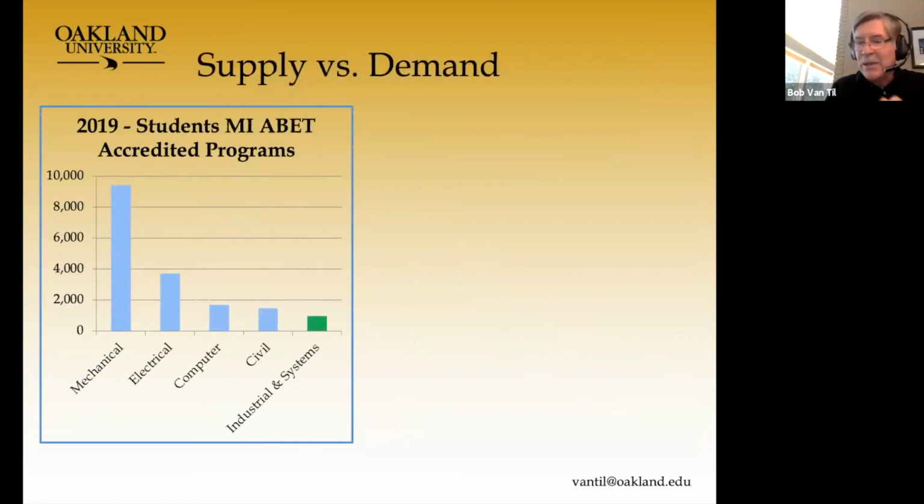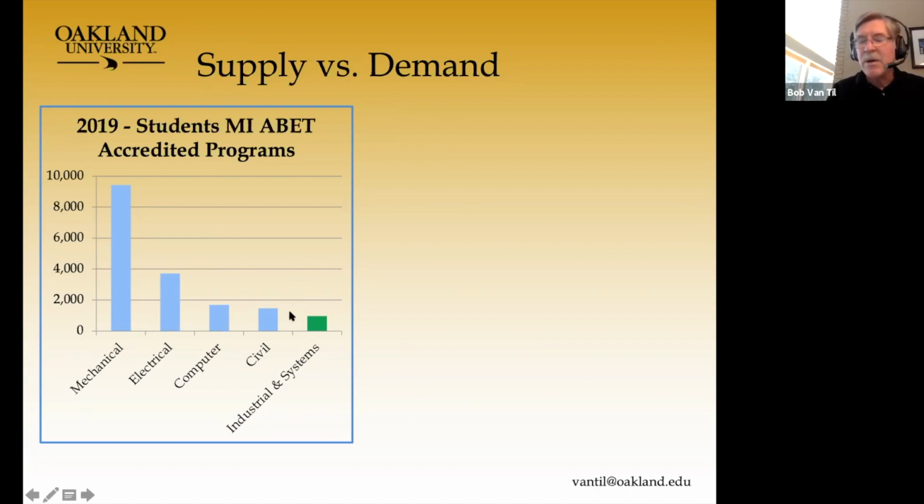Of course, to go with that is supply and demand. In 2019, I'm going to have to try to dig up the 2020 data, it's pretty hard to get this data, these are how many students in the state of Michigan were enrolled in 6 different ABET accredited programs. Our program here is ABET accredited, as are mechanical engineering, electrical engineering, computer engineering, and industrial systems engineering. Bioengineering is going for accreditation, they're just a brand new program. And so these are the total number of students in those accredited programs.